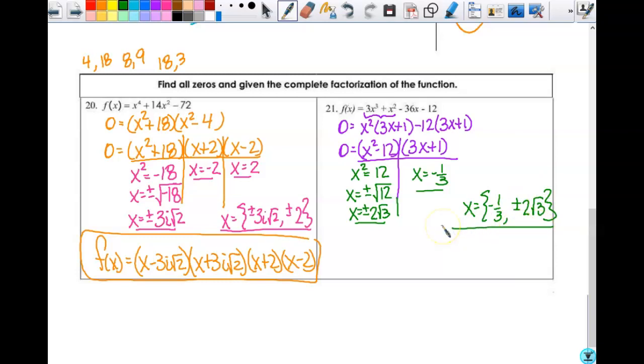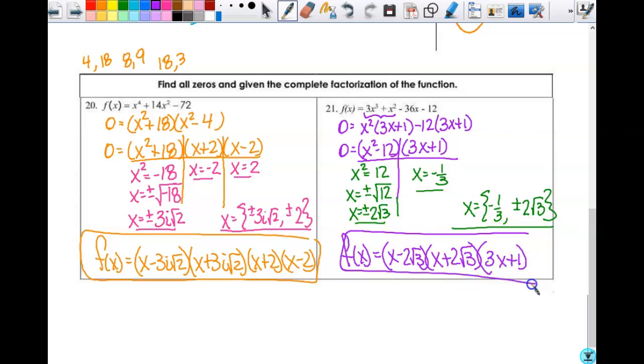There are my zeros. My complete factorization, f of x equals, so I can do x minus 2 square root of 3, x plus 2 square root of 3. And then here, I do not get to just plop that negative 1/3 in there. This is 3x plus 1. Okay. And there you go.